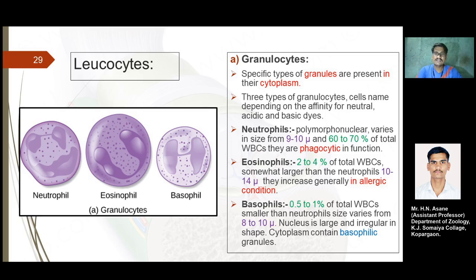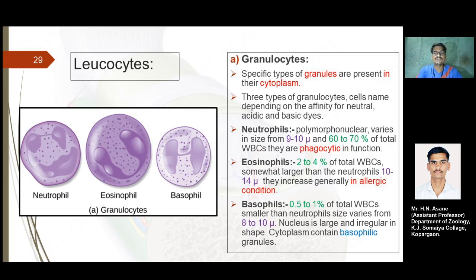Its size varies from 9 to 10 micron, and neutrophils are present in abundance in the total number of WBCs, 60 to 70% of total WBCs, and they are phagocytic in function. We have seen the process of phagocytosis, and these neutrophils are phagocytic in function. They engulf foreign particles, and they play a very important role in our immune system.